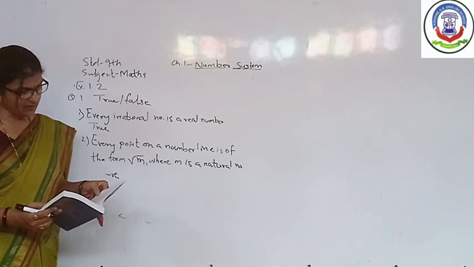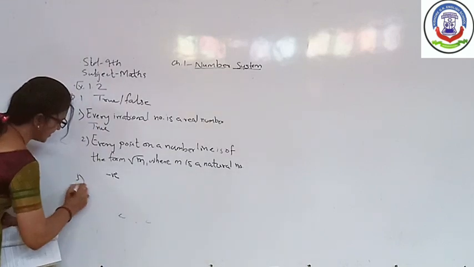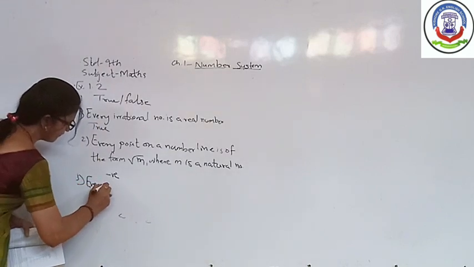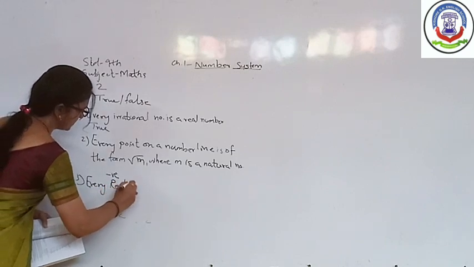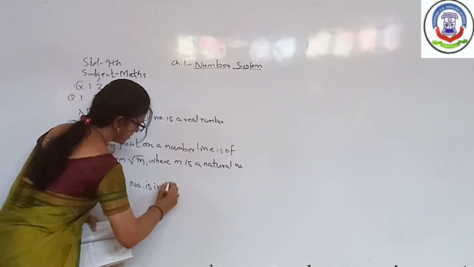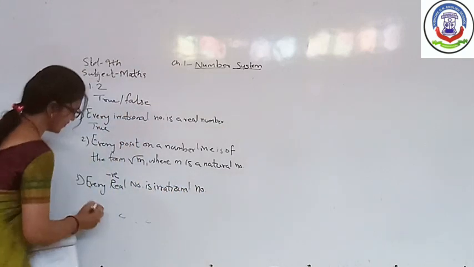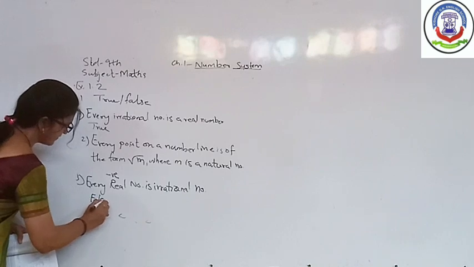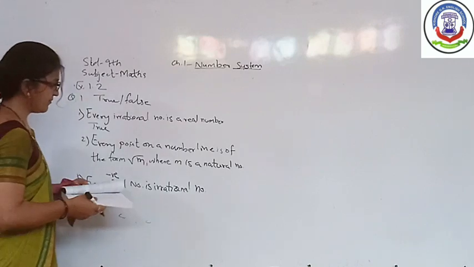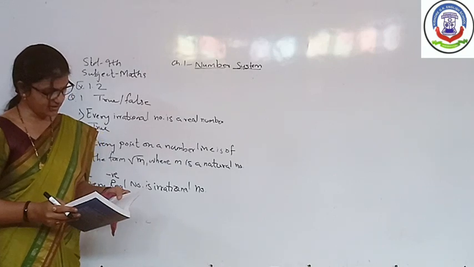And the last one is: every real number is an irrational number. This statement is also false, because real numbers include rational numbers as well as irrational numbers.